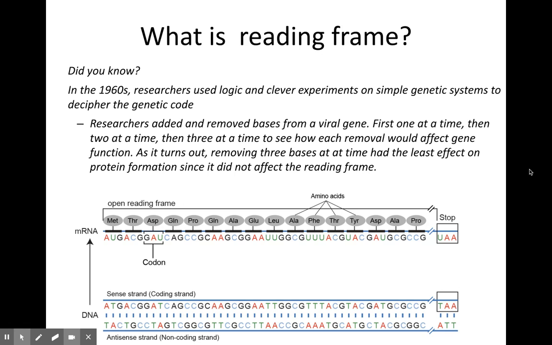So a reading frame is basically this idea that the mRNA strand with its many bases has to be read within a certain window. And what that means is we have to make sure that we start reading that RNA in the correct spot. That's through the use of something called a start codon, which we'll talk about in just a moment. Essentially, the ribosome looks for a start codon.